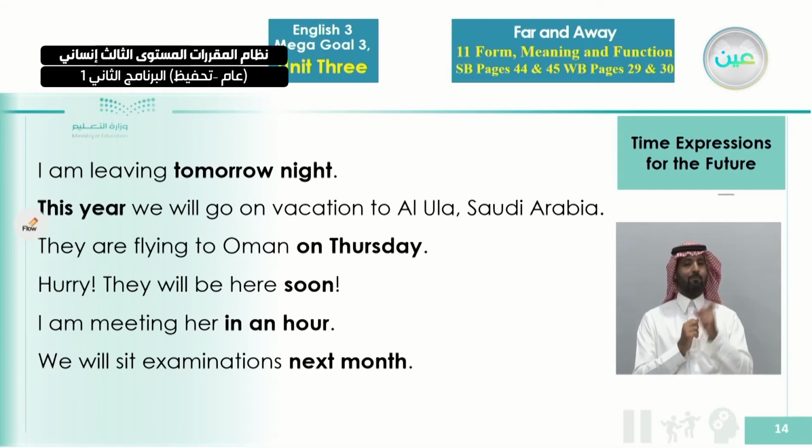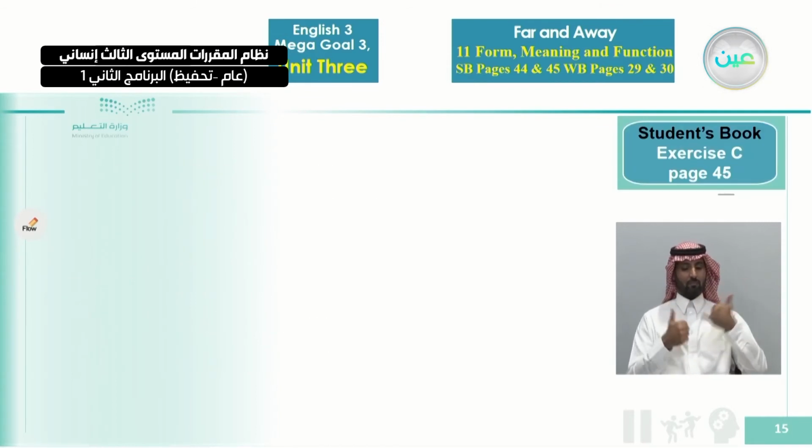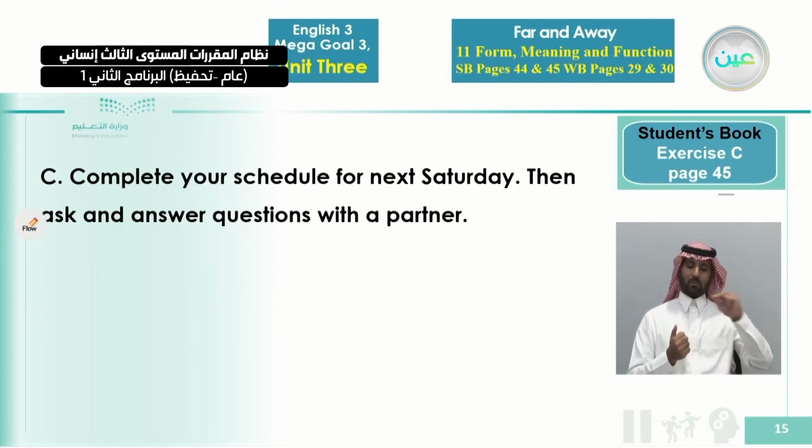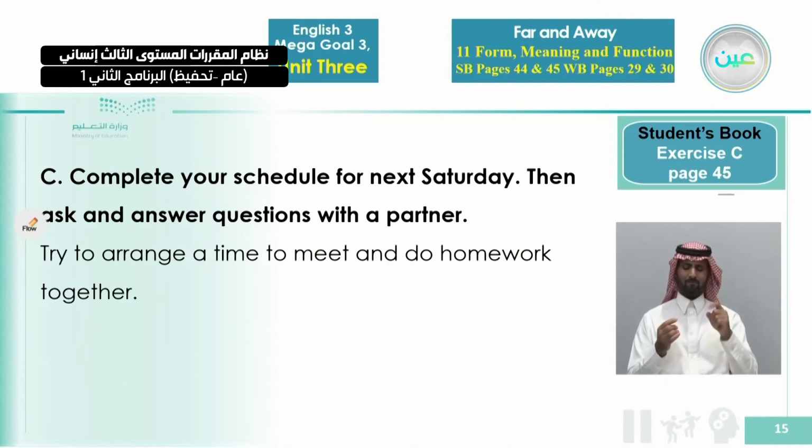Another sentence here: we will sit examinations next month. So next month is the time for future as well. And now let's go to the other exercise, which is exercise C on the same page, page 45. Complete your schedule for next Saturday, then ask and answer questions with a partner. Now try to arrange a time to meet and do homework together. This can be done with your friend or with a member of your family. You can do it, okay?